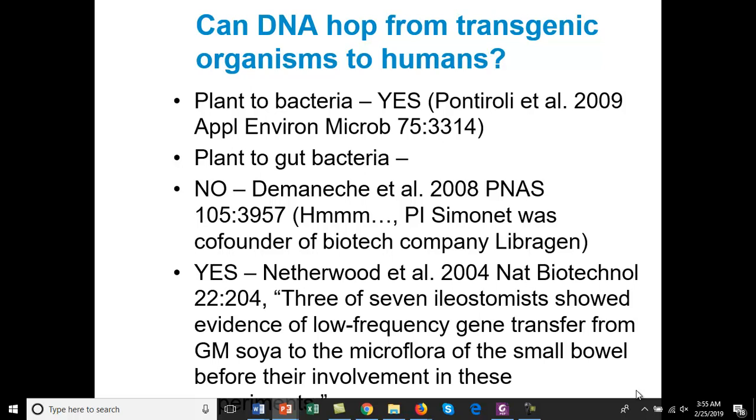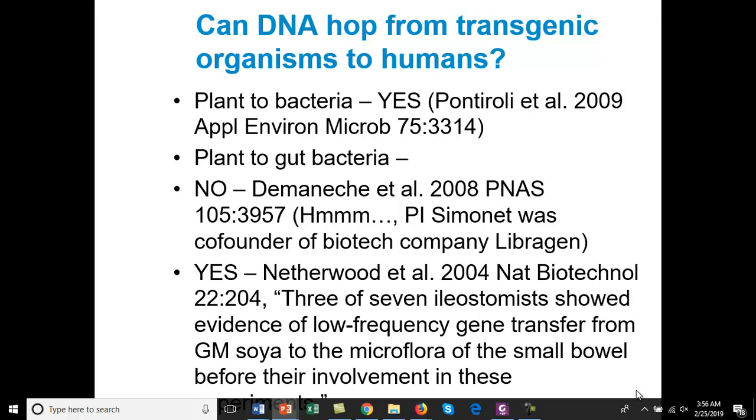Ileostomates are people that have their ileum short-circuited out to outside their body, and so they poop in a little bag. They don't poop through their colon and through their rectum. They poop in a little bag. So they were testing ileostomates because with ileostomates you can really get at the gut bacteria very easily.